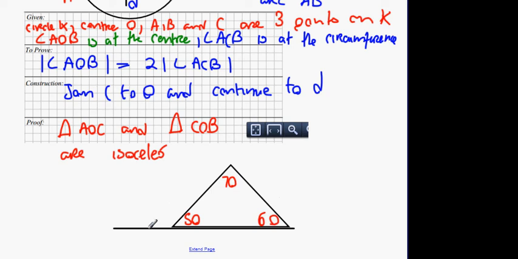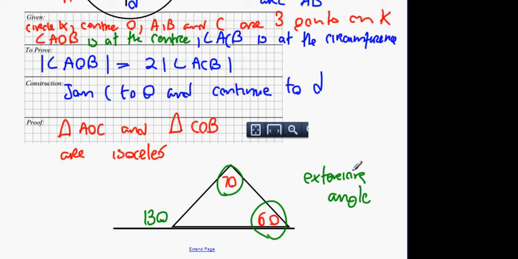What can you tell me about this angle here? This angle here is 130. And you see this angle here? It always equals the other two angles added together. So if you weren't given that 50, you could do it right away. You could just say that angle equals these two added together, which is 130. Do you know what this is called? Exterior angle.